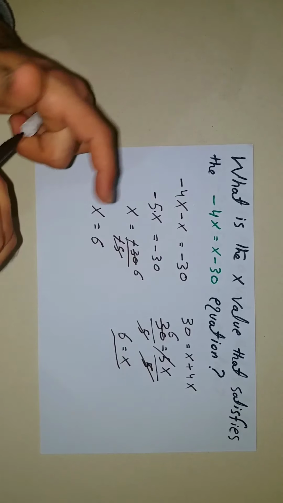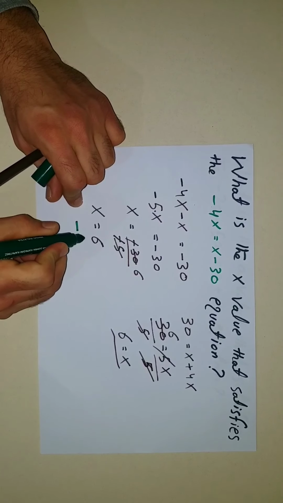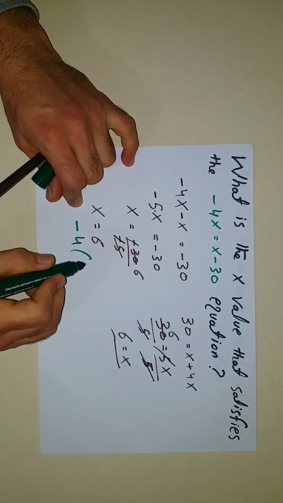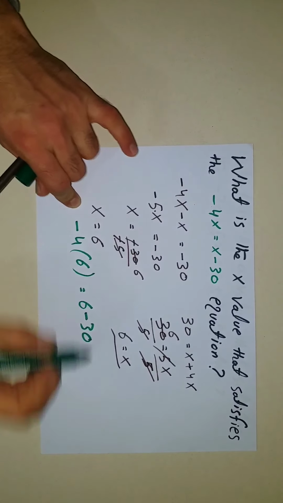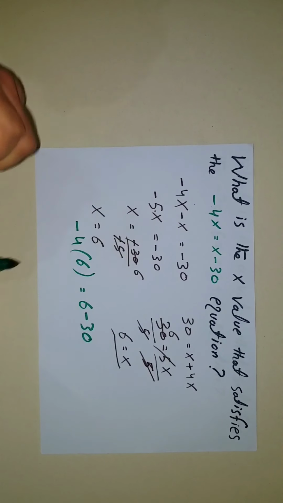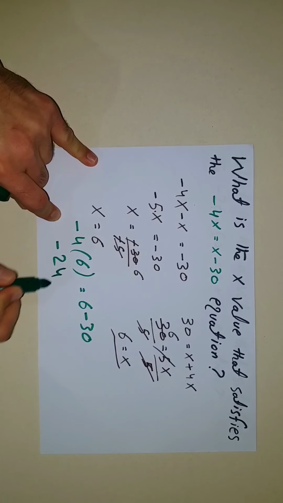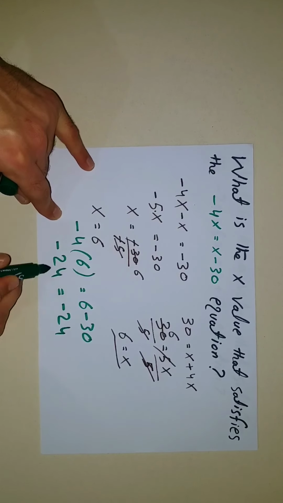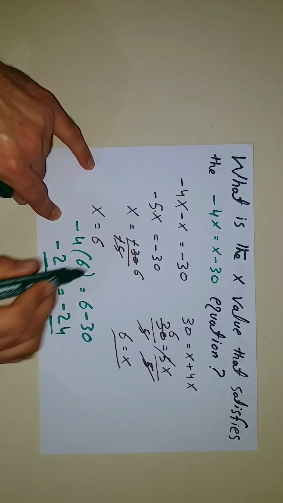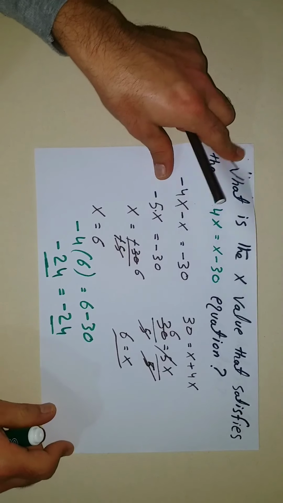Let me check it. Okay, if I put 6 in the place of x, minus 4 x will be 6. I will put 6 in the place of x, minus 30. This x is the root of this equation. It will satisfy this equation. Let me check it now. Minus 4 multiplied by 6 is equal to minus 24. 6 minus 30 is minus 24. It will give you the same result on both sides of the equation. That's why this x satisfies this equation. It is the root of this equation. I will solve this kind of questions further, so you can understand it well.